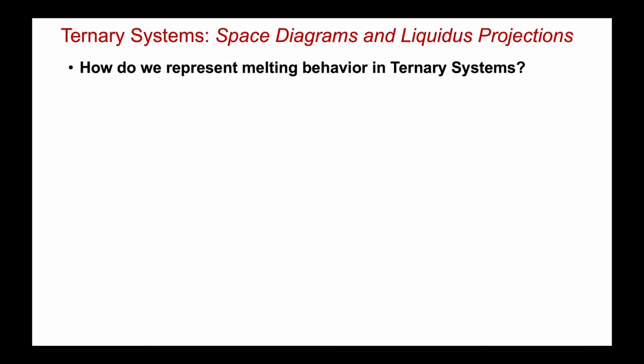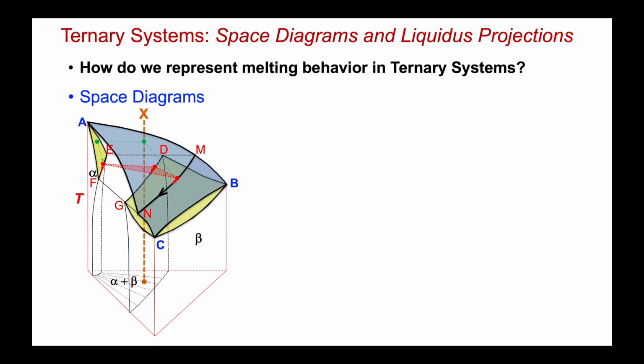When we consider melting in a ternary, we're going to have to develop some new ways to portray the phase behavior in the system, because temperature necessarily is critically important, and we can't rely on isothermal sections as we did in the solid state equilibria. So how do we represent melting behavior in a ternary system?